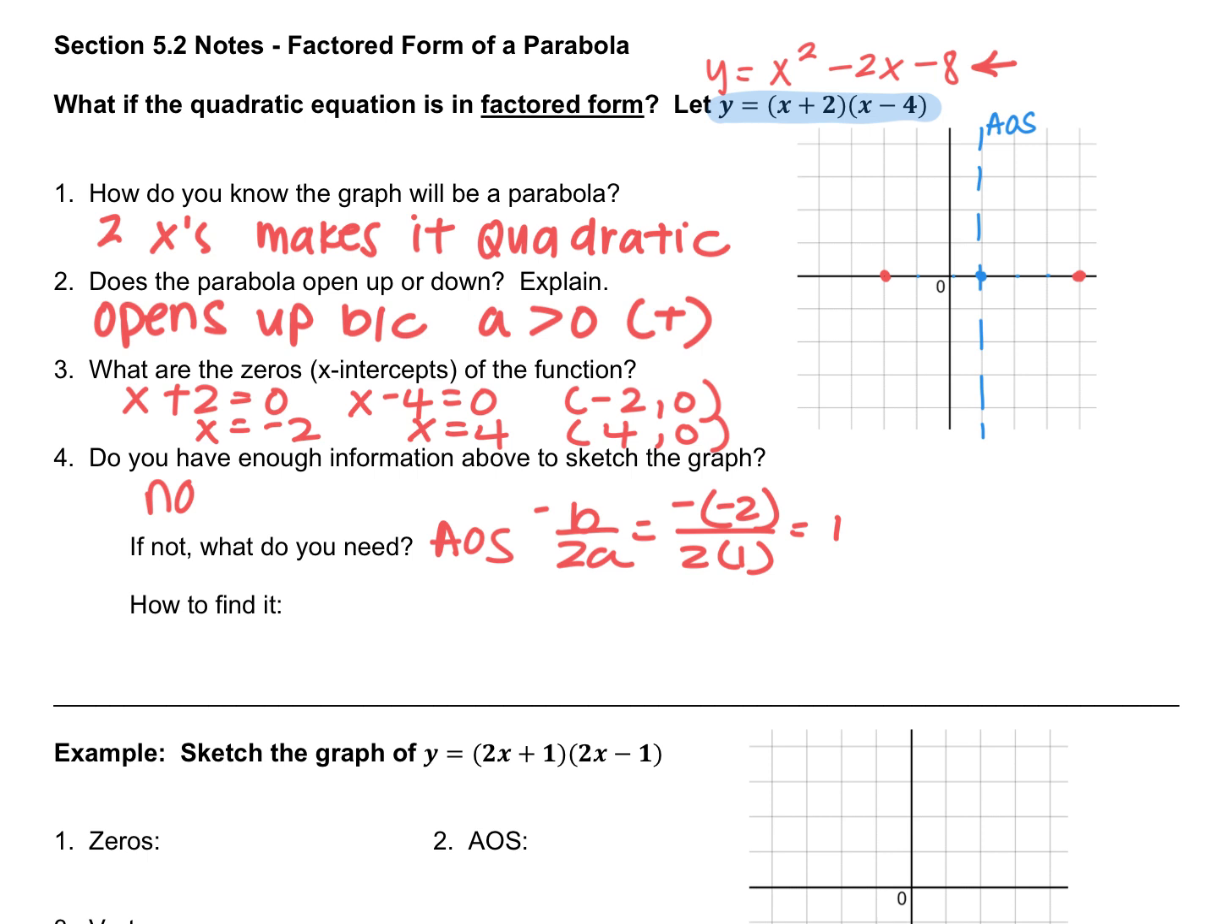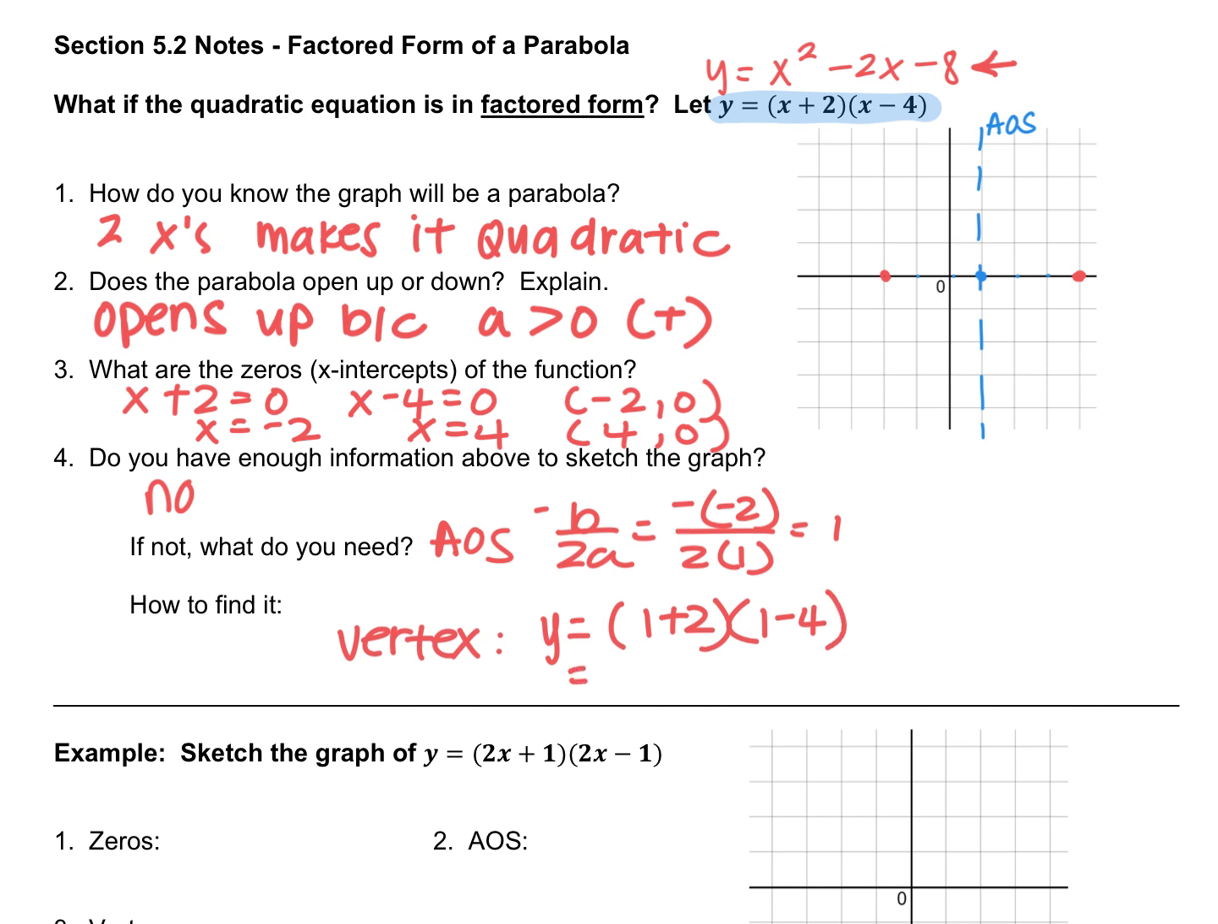And then what else do I need? I need the axis of symmetry and what? The vertex. I need the vertex. Okay. How do I find the vertex? I plug the axis of symmetry into the equation. We can plug it into the standard form or into the factored form. So let's plug it into the factored form just to keep things interesting. So I have y equals 1 plus 2 times 1 minus 4.